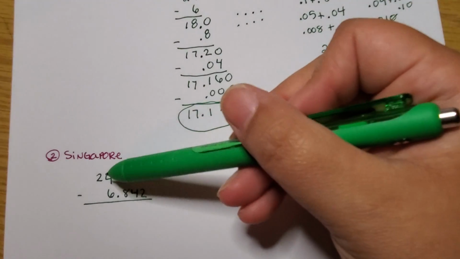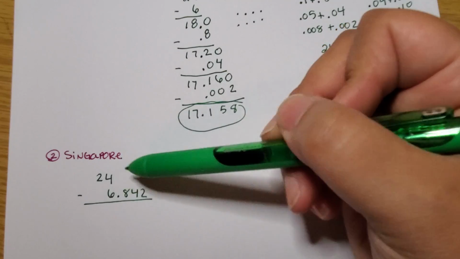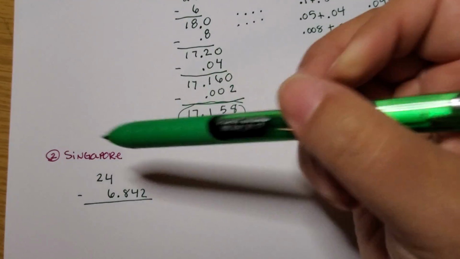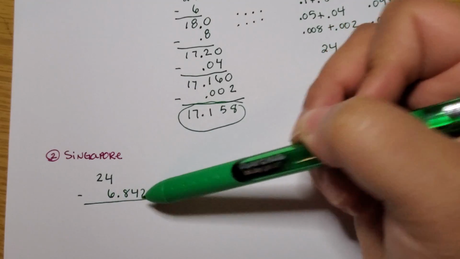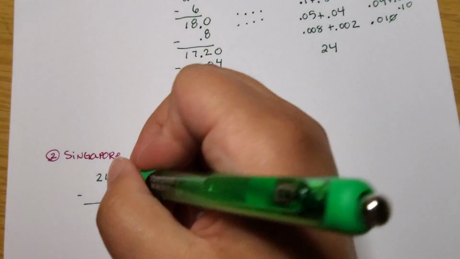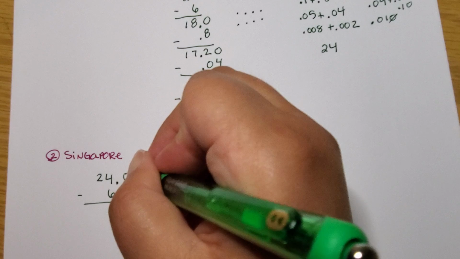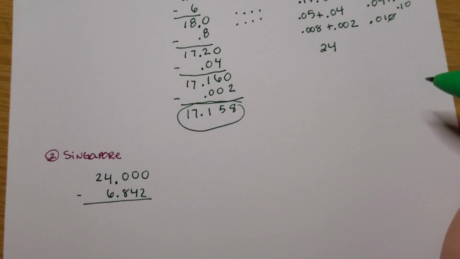So when I write this, I want to make sure that I'm lining up my place values. So 24, there was no decimal point written, so the 4 is in the ones place. And for 6.842, the 6 is in the ones place. So I'm going to put some placeholder zeros here as well to make sure everything lines up.